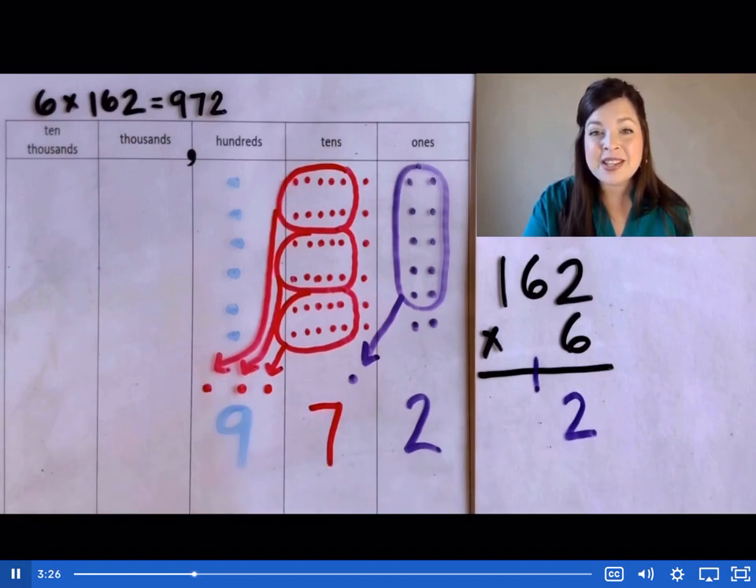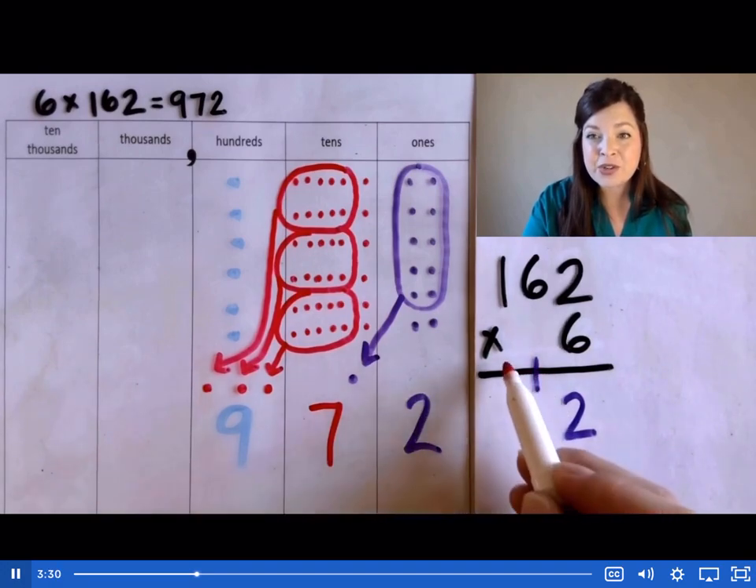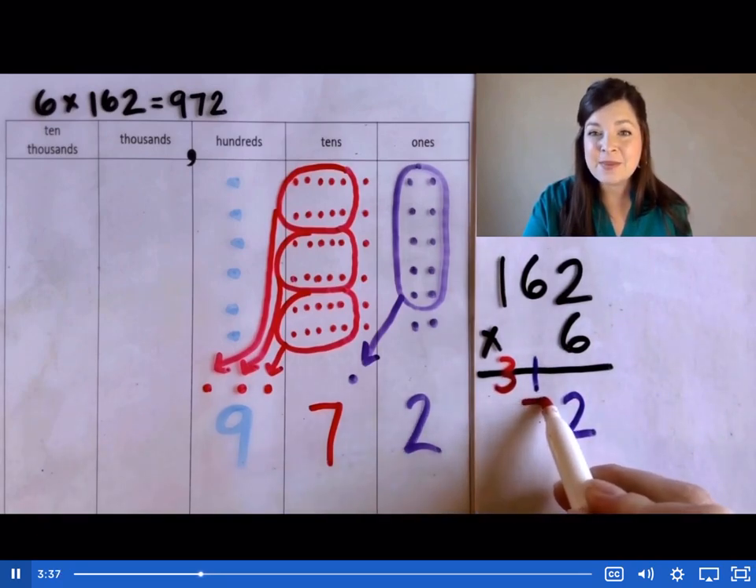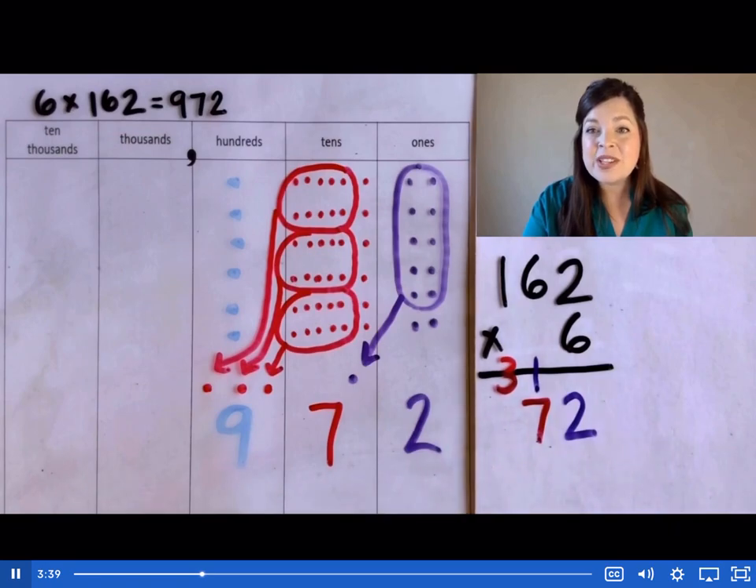Watch how we can record this in the algorithm. We can record the 3 regrouped hundreds on the line in the hundreds column, and then we can record the tens we still have in the tens place, 7. So we see that 37 tens.